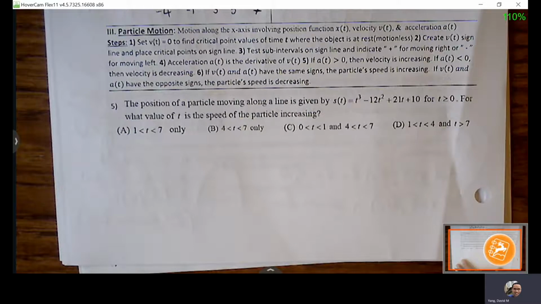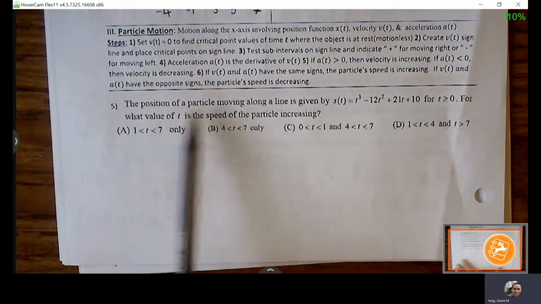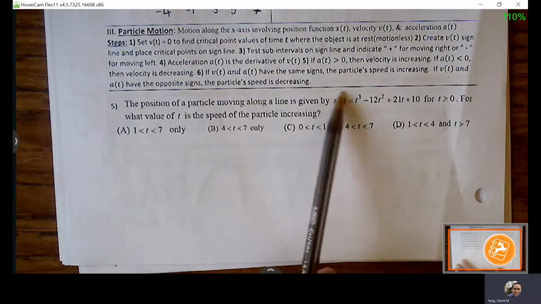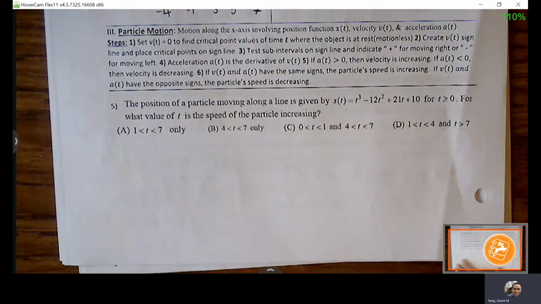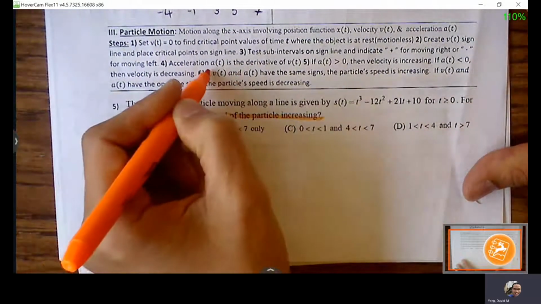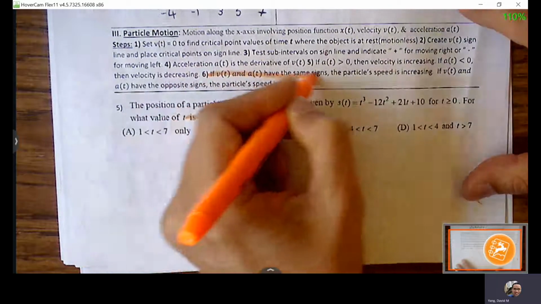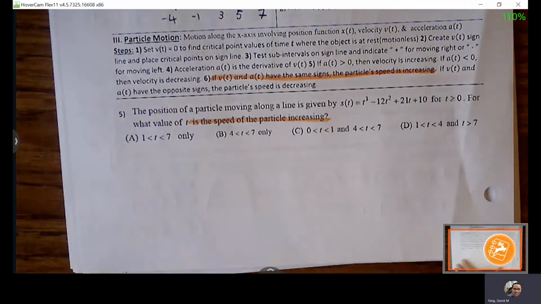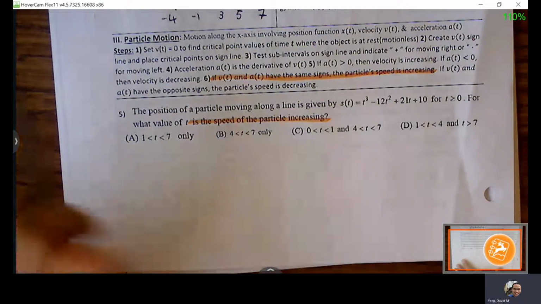All right, so number 5, the position of a particle moving along a line is given by s of t. So we're given the position function. For what value of t is the speed of the particle increasing? Okay, we know we're going to have to find velocity and acceleration and then compare their signs. After we create both our velocity and acceleration sign lines, we'll line everything up and see which subintervals have or share the same signs.